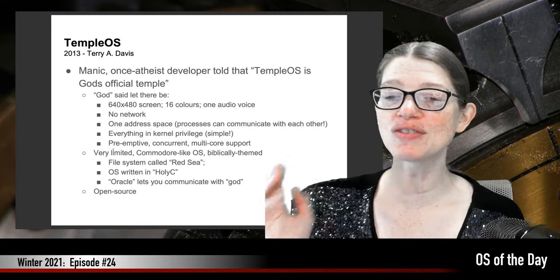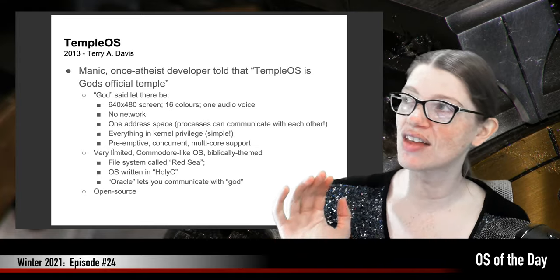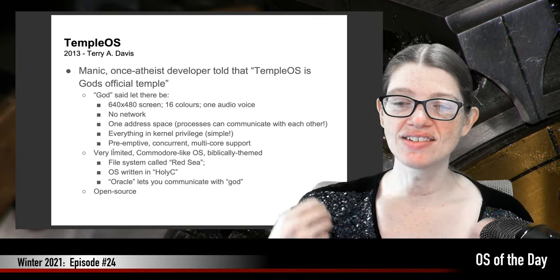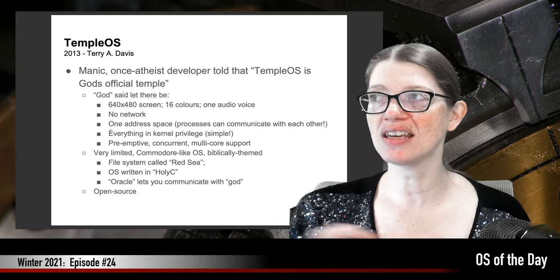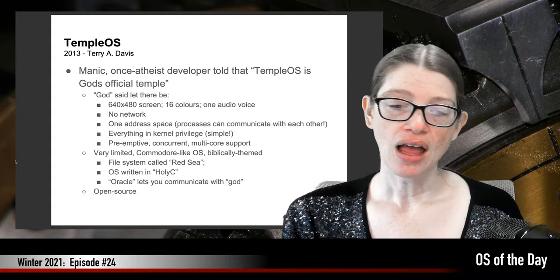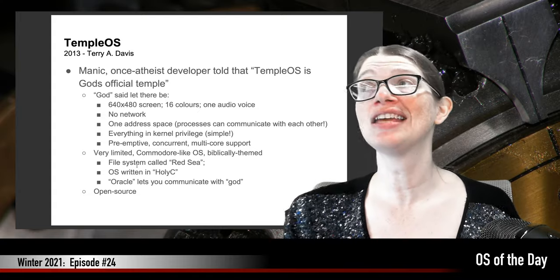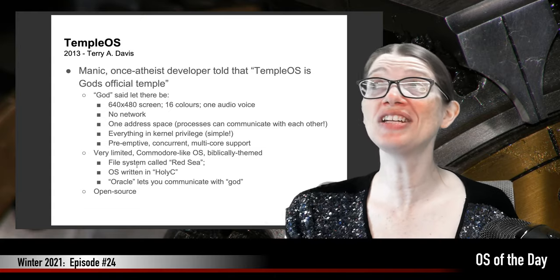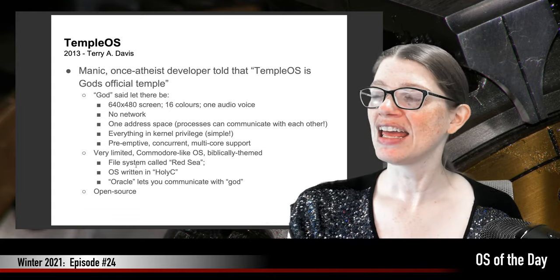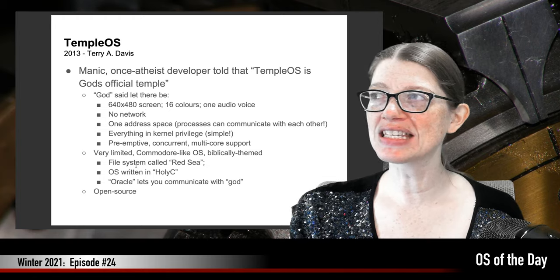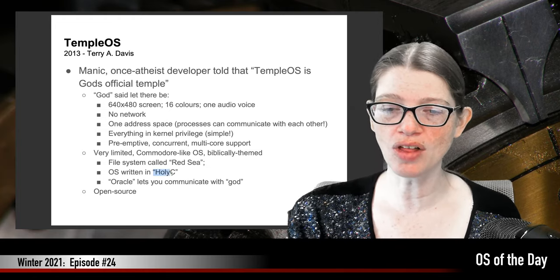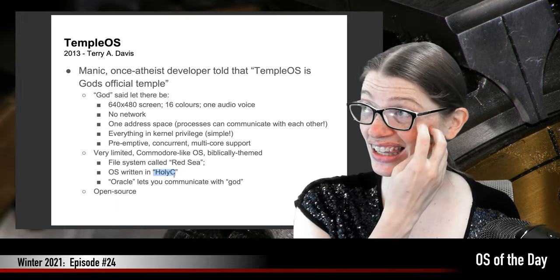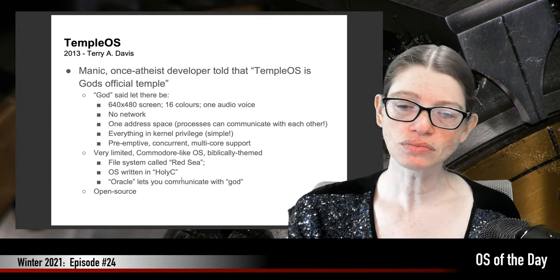It looks very much like a Commodore 64-based environment. It has its own file system called the Red Sea, because you need to part the Red Sea. And it was written in his own version of C, which is interesting in itself. And I looked into this a while ago, and it's a very odd variant of C, but it's called Holy C. And you're welcome to look that up, because it has some interesting language decisions in there, too.